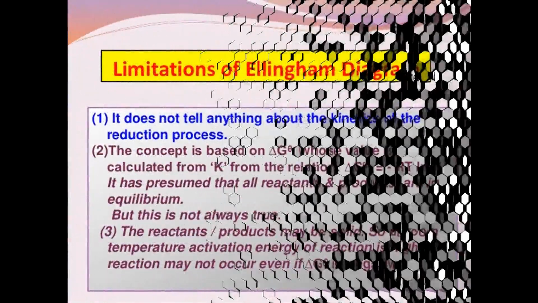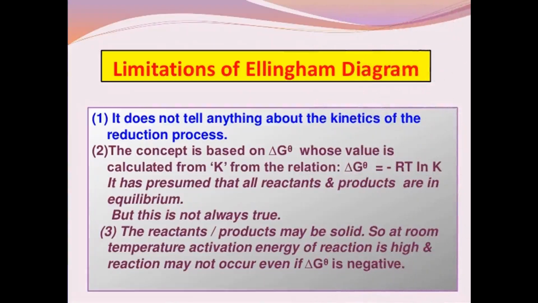Now the limitations of Ellingham diagram. In each and every diagram or every process there is not only applications or usefulness, there are also limitations. Limitation means disadvantages. See here, it does not tell anything about the kinetics of the reduction process. Kinetics means motion.